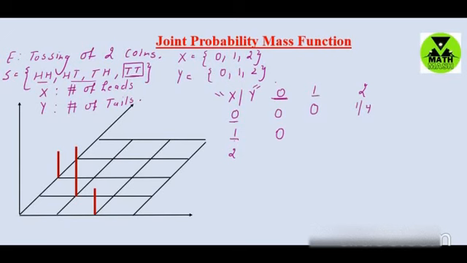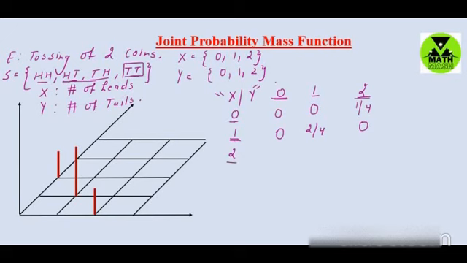1 number of head and 1 number of tail. So here we have two outcomes, head tail and tail head. In both these outcomes, 1 number of head and 1 number of tail is there. So this becomes 2 by 4. Out of 4 outcomes, 2 outcomes have 1 number of head and 1 number of tail. And 1 number of head and 2 number of tails together simultaneously is going to be 0, because there is no such outcome where we have 1 number of head and 2 number of tails.